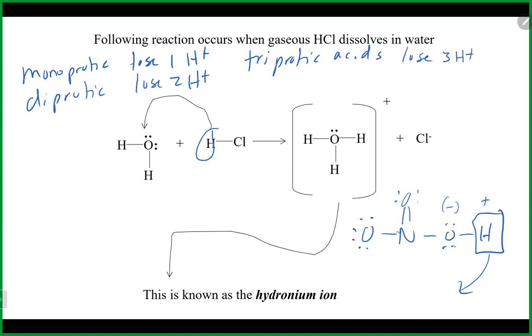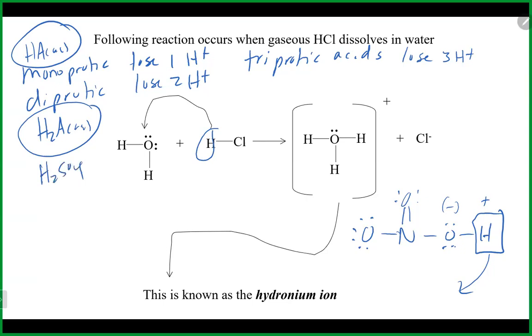And by the way, generically speaking, sometimes people represent a monoprotic acid just as HA, like HCl. H2A is sometimes a generic formula for a diprotic acid, like H2SO4, and H3A, like H3PO4 phosphoric acid, is a real life example of a triprotic acid. The difference between the HA, the H2A, and the H3A is actually the A part, the negative ion. The negative ion has a different charge.